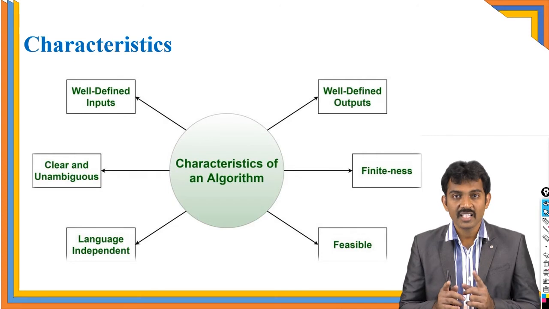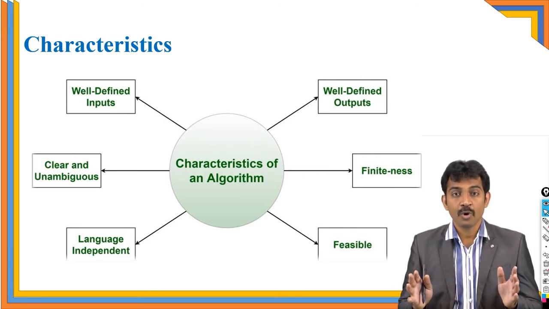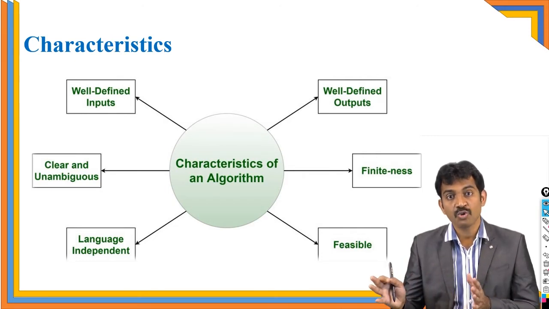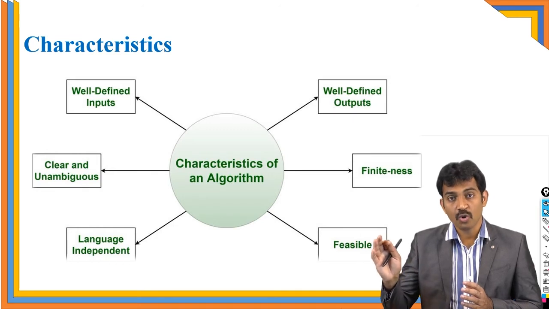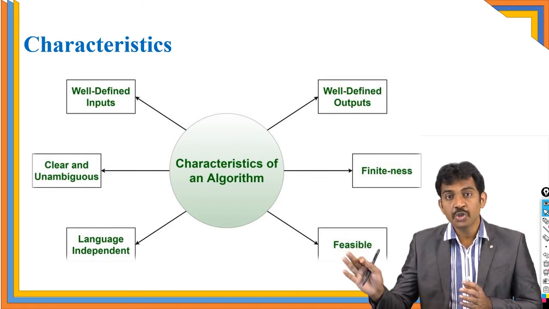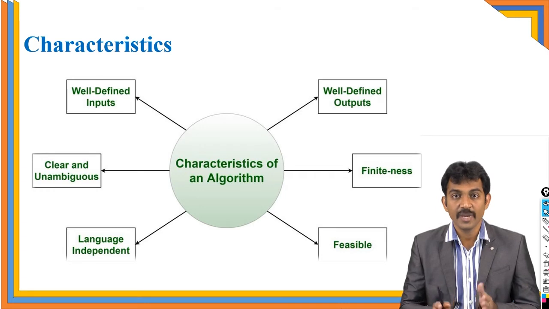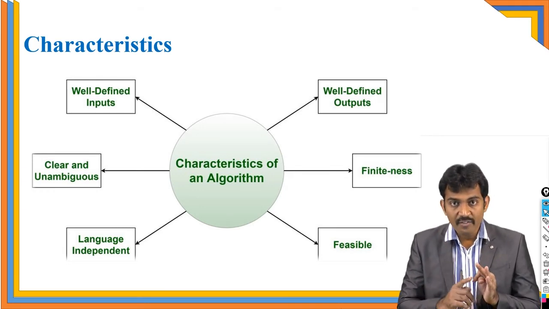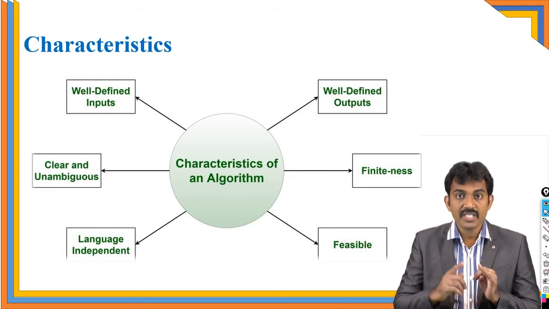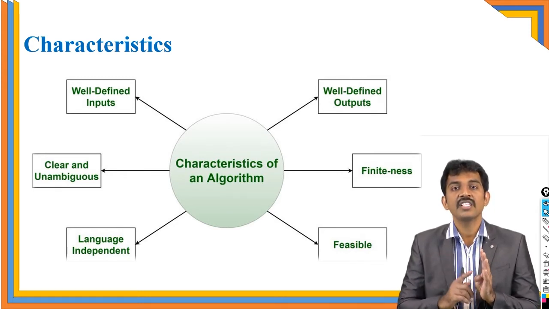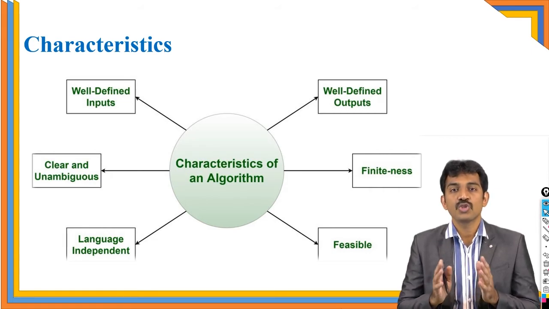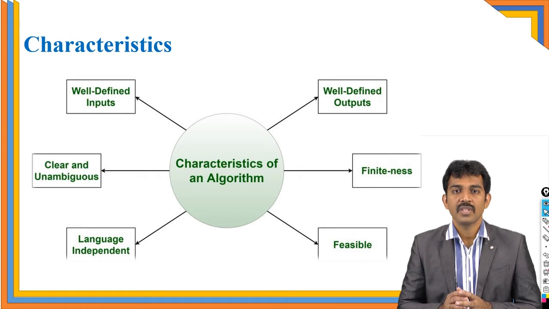If you call it an algorithm, an algorithm is a step-by-step process to solve a problem, and it should follow the following characteristics. The simple way: an algorithm is a step-by-step process to solve a problem, and it should satisfy the following characteristics. That should be well-defined inputs, well-defined outputs, a finite number of steps, and unambiguous steps, and it is language independent, and it should be feasible. Then that kind of procedure is called an algorithm, right?